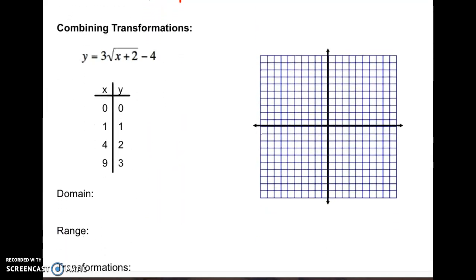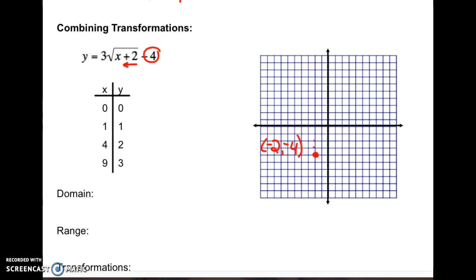So let's look at the one below here. It has a little bit more going on. We're going to go left 2 and down 4. We'll come back to the 3. So left 2, down 4. -2, -4 is our vertex.